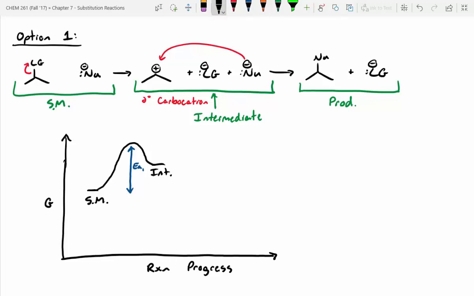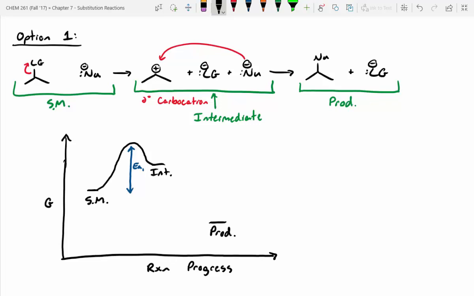Do you think the products are going to be more or less stable than the intermediates? More stable. And then compared to the starting material, if this reaction is spontaneous, do you think your products are going to be more stable or less stable than your starting material? More stable. So if delta G is truly negative, our products are going to be down here. That means a spontaneous reaction, right?